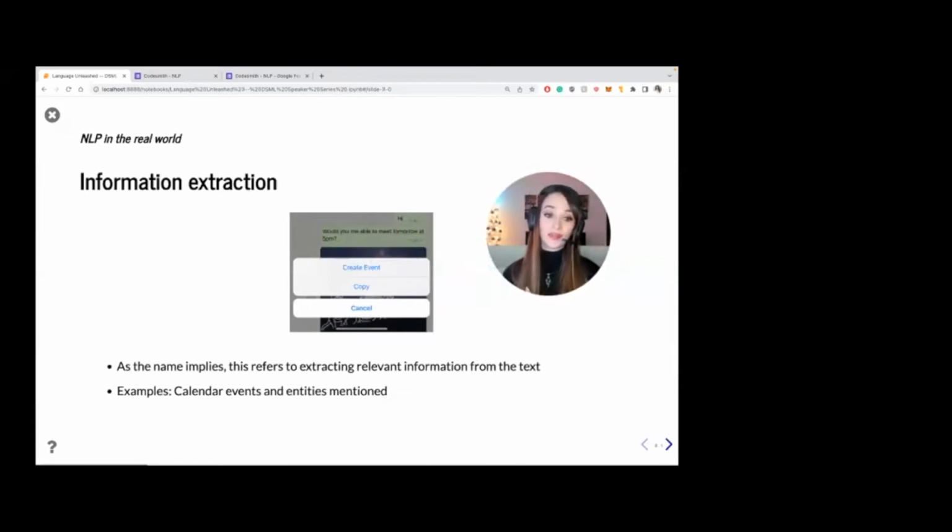Another example of NLP in the real world is information extraction. As the name implies, this refers to extracting relevant information from the text. So if you use WhatsApp and you send a message to someone and you say, would you be able to meet me tomorrow at 5 p.m.? WhatsApp automatically highlights that part, tomorrow at 5 p.m., and when you click on it, you can create an event. That's information extraction right there. So basically, anytime that you want to extract any relevant entity that is being mentioned in a text.